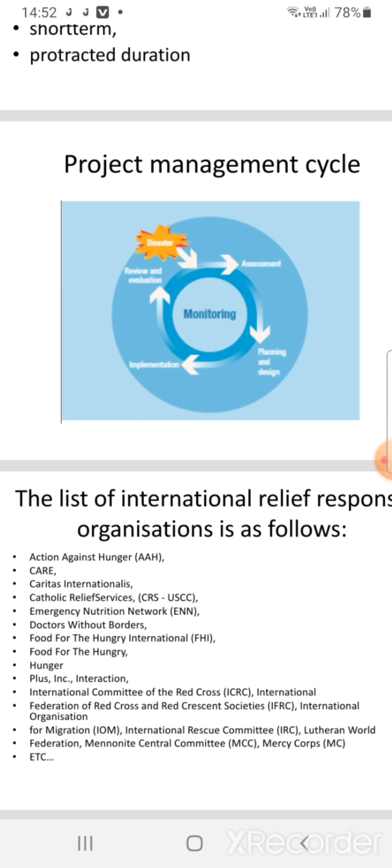So this in short brings to an end the third module, which covers disaster management or disaster risk management.